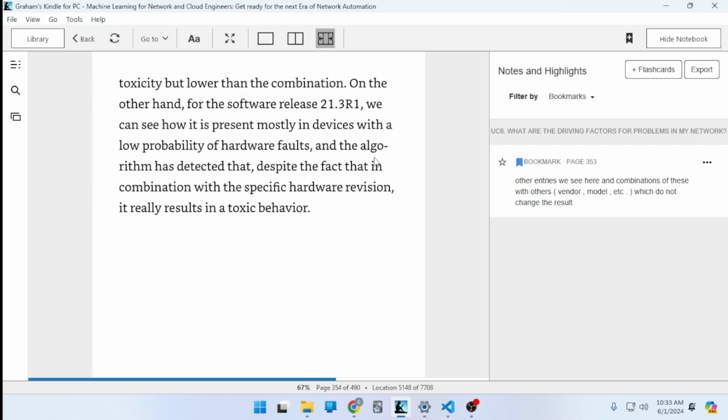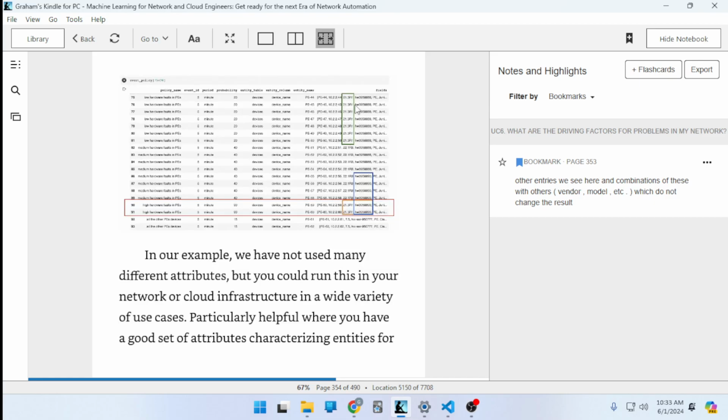On the other hand, the software release 21.3R1 is present mostly in devices with a low probability of hardware faults. And the algorithm has detected that, despite this, in combination with the specific hardware revision, it really results in toxic behavior.